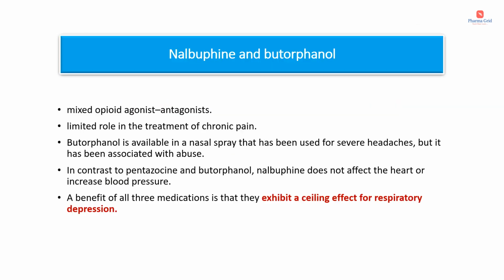Nalbuphine and butorphanol are mixed opioid agonist-antagonists. They have got limited role in the treatment of chronic pain. Butorphanol is available in a nasal spray that has been used for severe headaches, but it has been associated with abuse. In contrast to pentazocine and butorphanol, nalbuphine does not affect the heart or increase the blood pressure. A benefit of all three medications is that they exhibit a ceiling effect for respiratory depression.